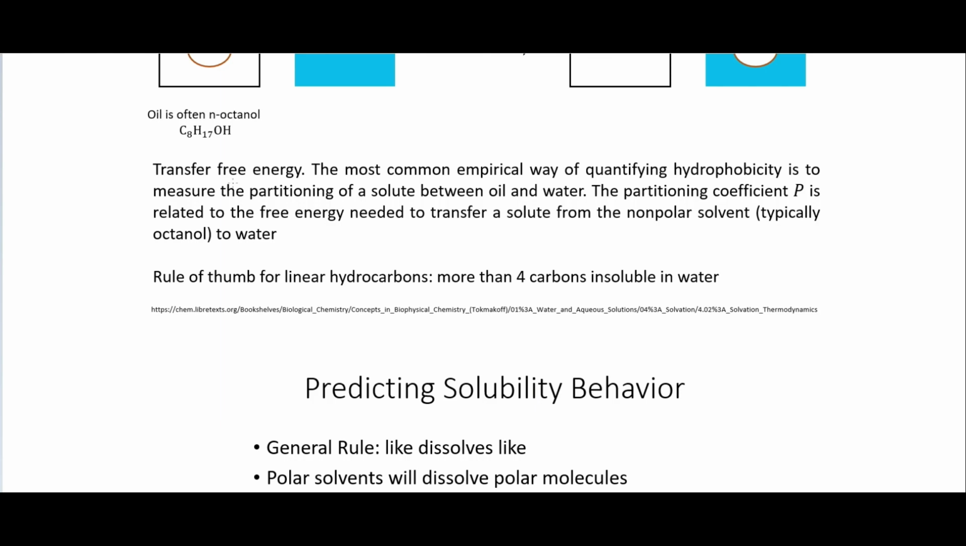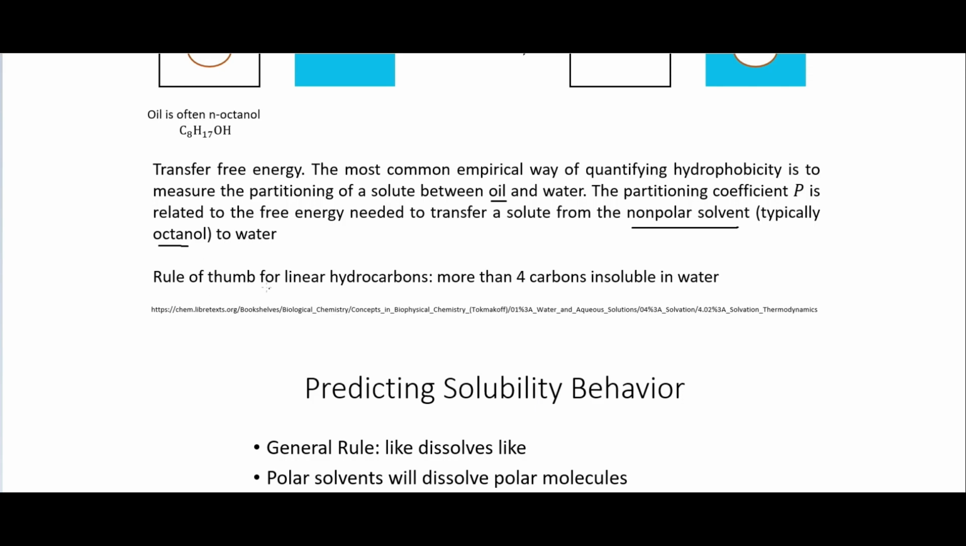So the transfer free energy, so the most common empirical way of quantifying hydrophobicity, as I said, is to measure the partitioning of a solute between oil and water. So the partitioning coefficient is related to the free energy needed to transfer a solute from the nonpolar solvent, like I said, typically octanol, to water.